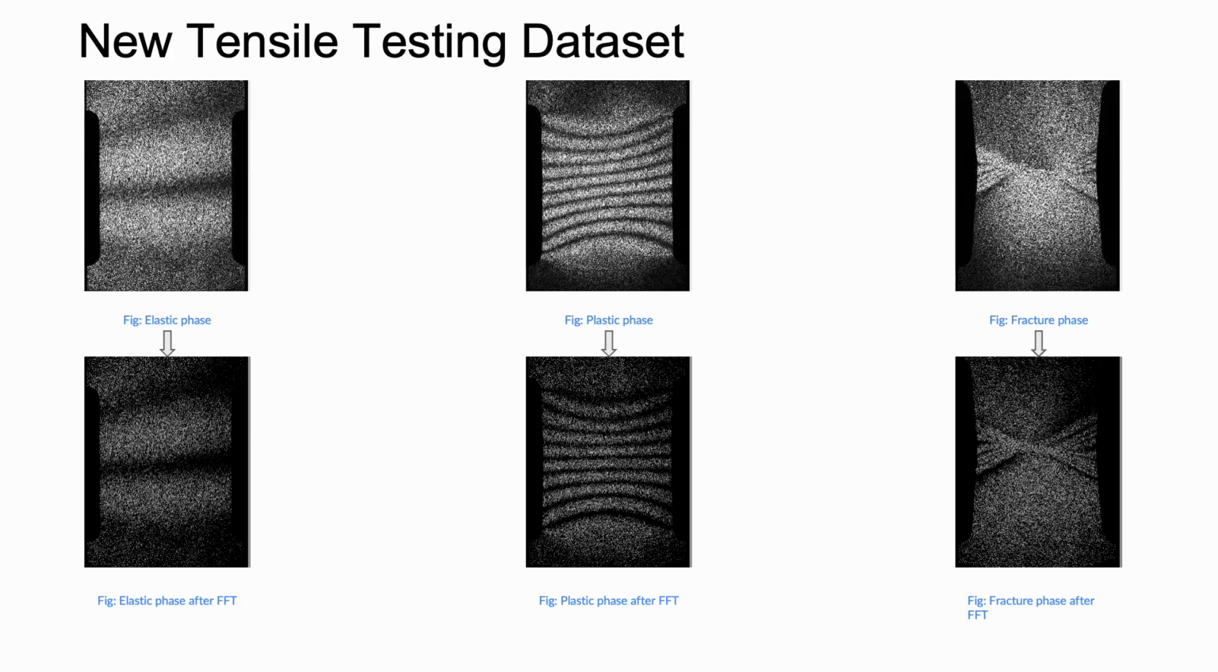The new tensile testing dataset was ready after removing the DC component using FFT for all the tensile testing images. Here we can see the original and FFT processed images for each phase: elastic, plastic, and fracture. Notice there is an improvement in clarity and feature visibility for each of these phases. The image looks much better, and the tensile testing patterns are more vivid here. These enhancements make it easier for the CNN model to learn key material features.